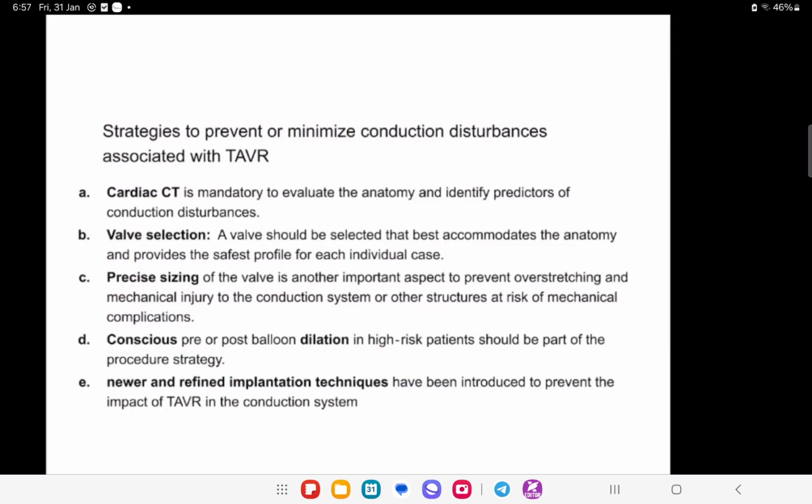Precise sizing of the valve is another important aspect to prevent overstretching and mechanical injury to the conduction system or other structures at risk of mechanical complications. A conscious pre or post balloon dilatation in high risk patients should be a part of the procedure strategy. Newer and refined implantation techniques have been introduced to prevent the impact of TAVR on the conduction system.